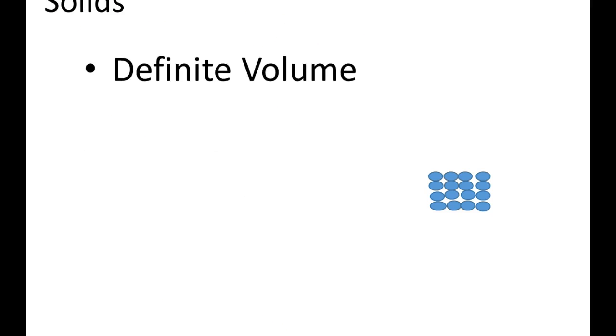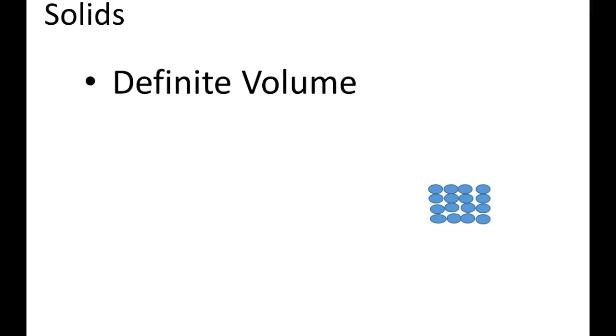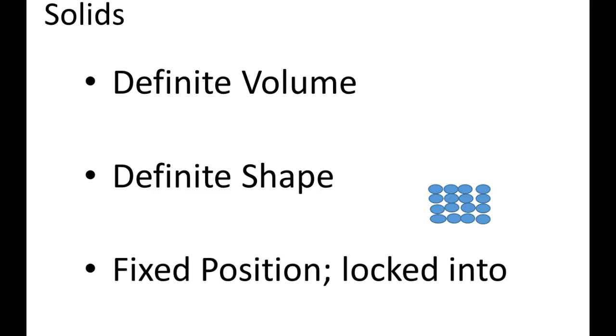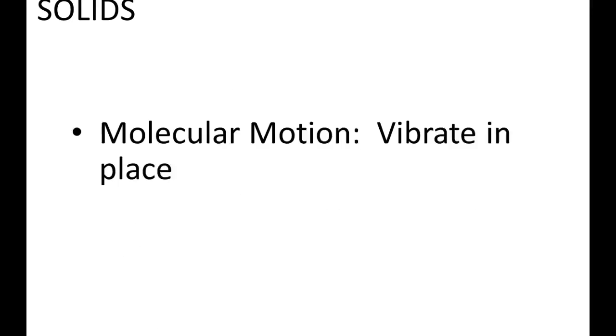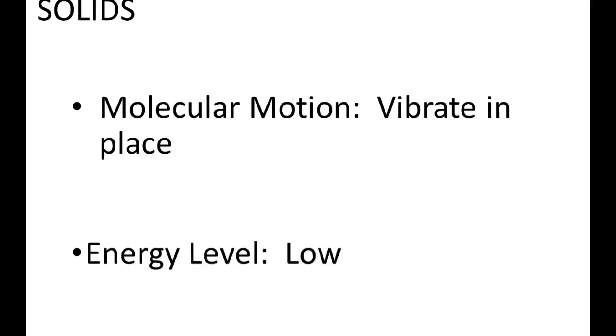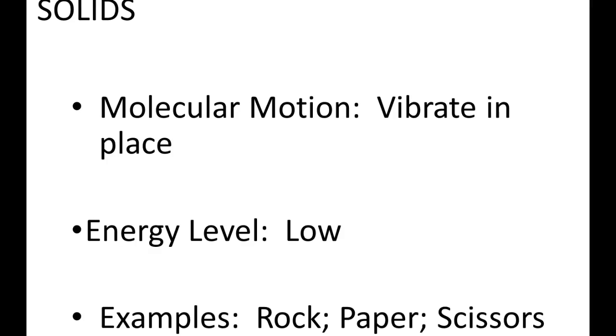What we have learned in our states of matter is that solids, we can't quite see it, have a definite volume, solids have a definite shape, and they're in a fixed, locked position, tightly packed. You can see with these particles that there's not very much space in between each one, very tightly packed. In addition, solids vibrate in place and have a low energy level, and a few examples are rock, paper, and scissors.